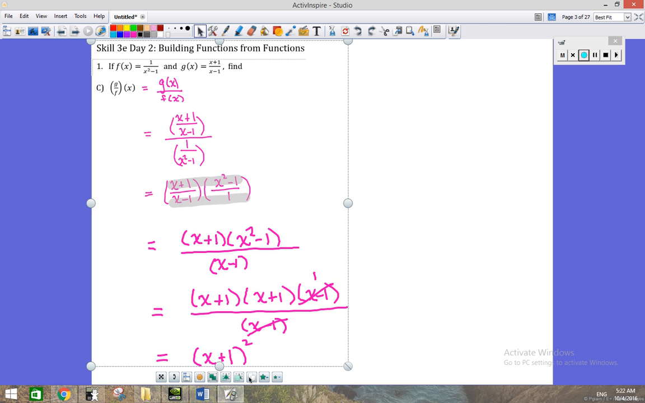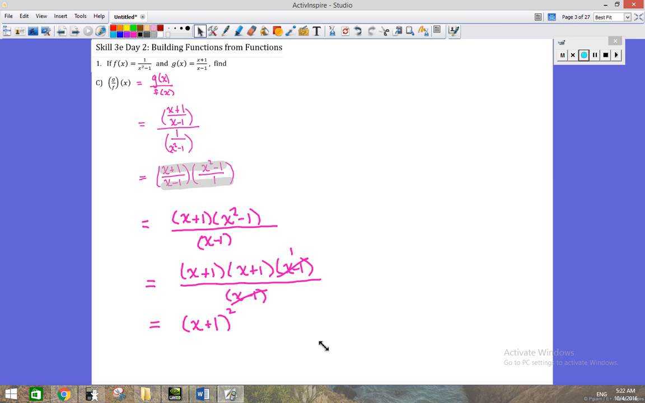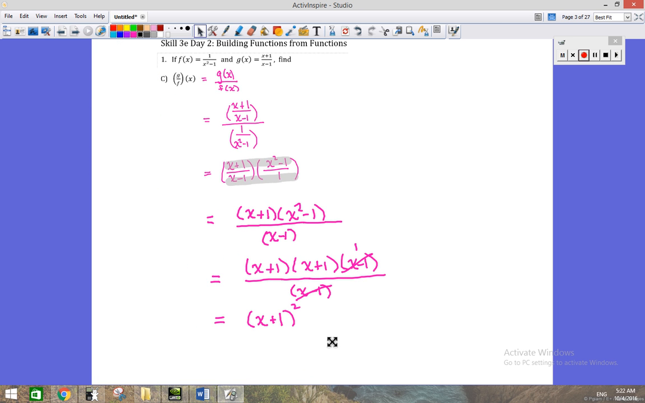So they asked us to find the equation for this new function, g over f of x. And that's what we did. So here is our final answer.